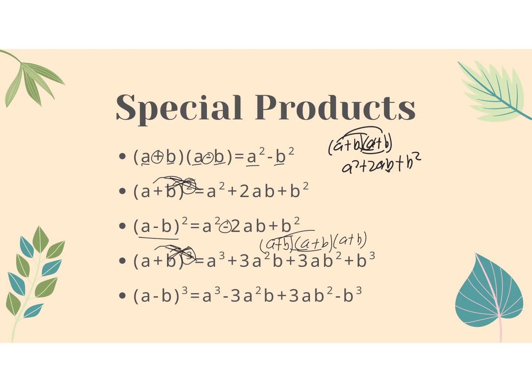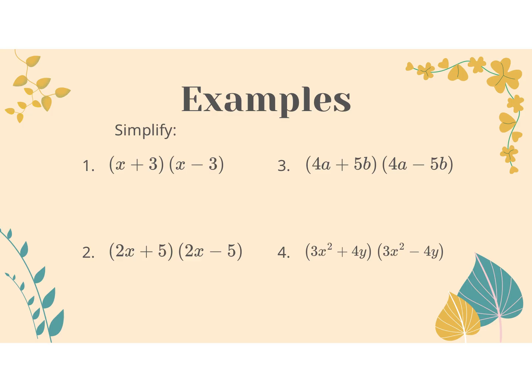If you want to memorize the special product, it's going to look like this if it's a plus b, and it's going to look like this if it's a minus b. So same things, just with alternating minus signs instead of a plus. All right, so let's try this first page.